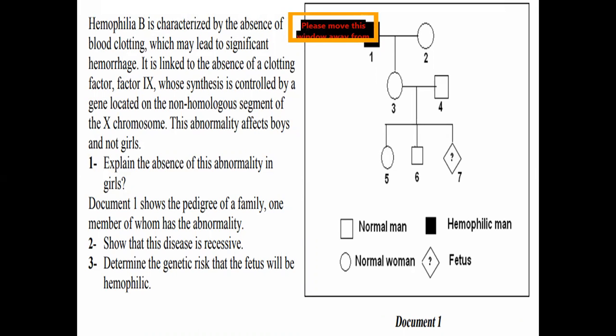Part 2. Here in part 2, show that the disease is recessive. Whenever you give the symbol of the disease recessive, you have to give symbols if you want to use symbols like we did. I use, for example, M for the normal and D for the disease, or you can use N for the normal and small h for the disease. So this is related to the pedigree.